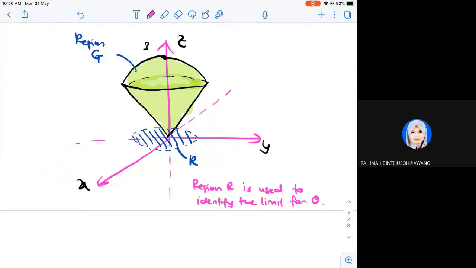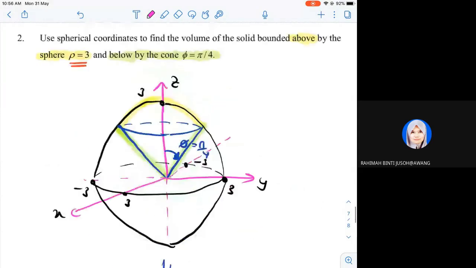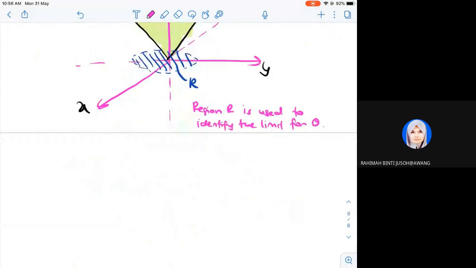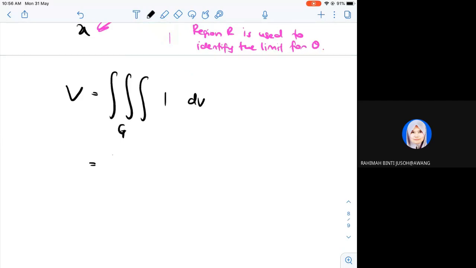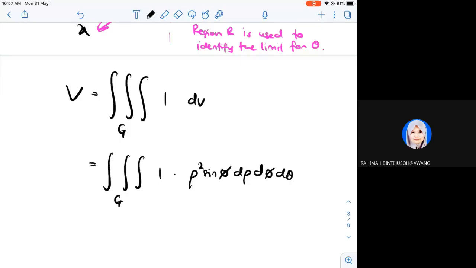Okay. So now let us solve this question. Volume. Okay guys, for volume we don't have any function in the middle, right? So we just have this region G and then f(x,y,z) equals 1, and then dV. The same thing happens in spherical coordinates. We have region G, again 1, but our dV is rho squared sine phi d rho d phi d theta, or d theta d phi. So that's the formula of volume in spherical.